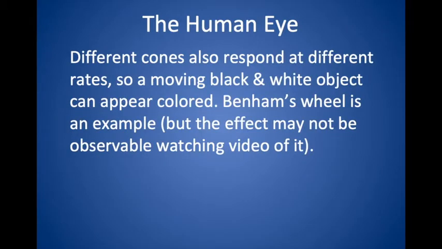And the different cones that detect color also kind of respond at different rates. So you can actually take some kind of pattern of black and white, and if you flash the black and white appropriately, you can make it appear colored. There's a thing called Benham's wheel or Benham's disc, which you can look up on the internet, although I didn't have much success watching it on video. You really have to make one and watch it live.